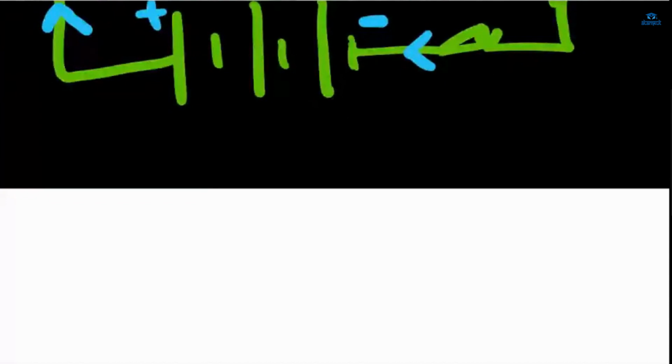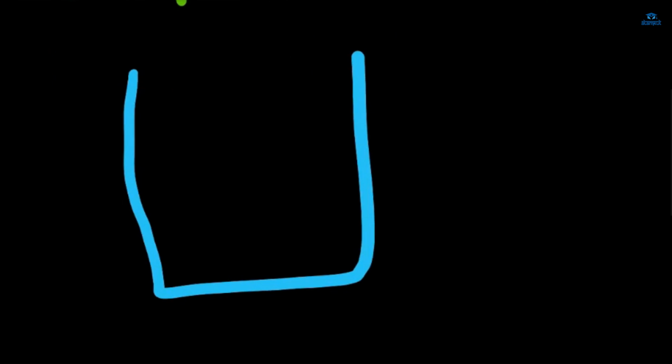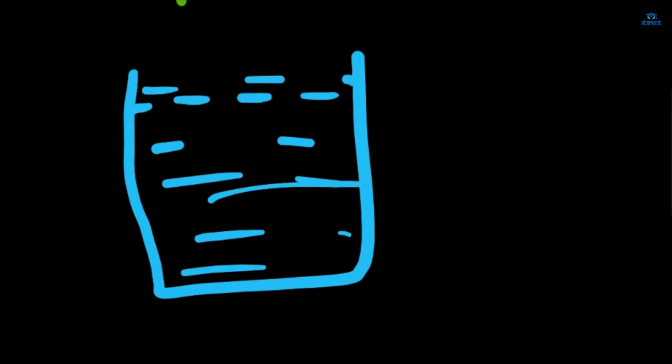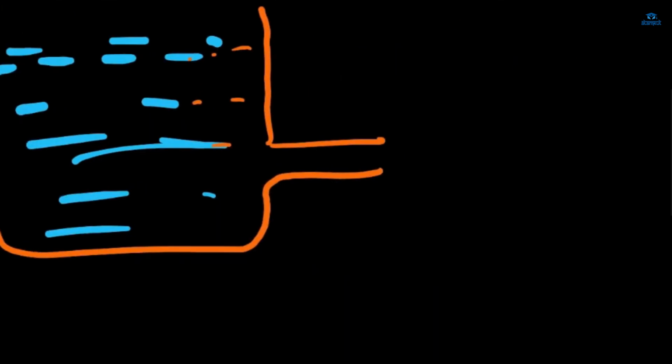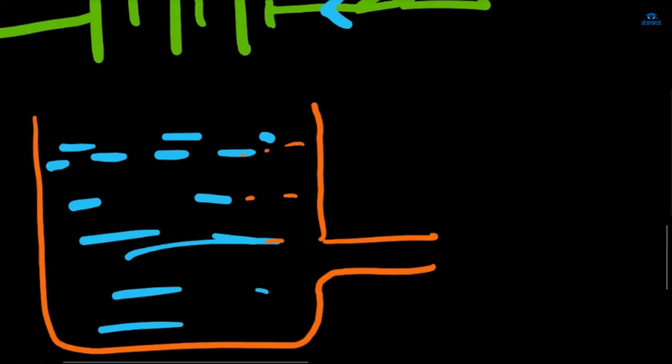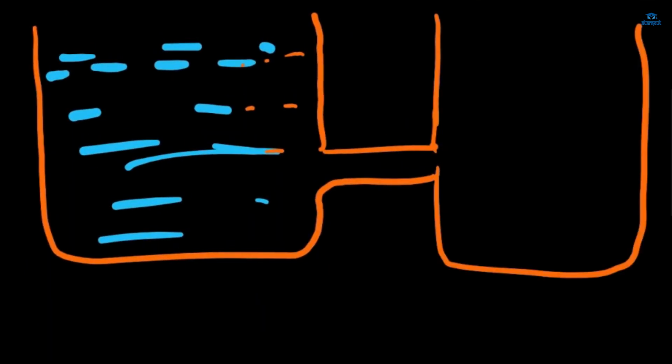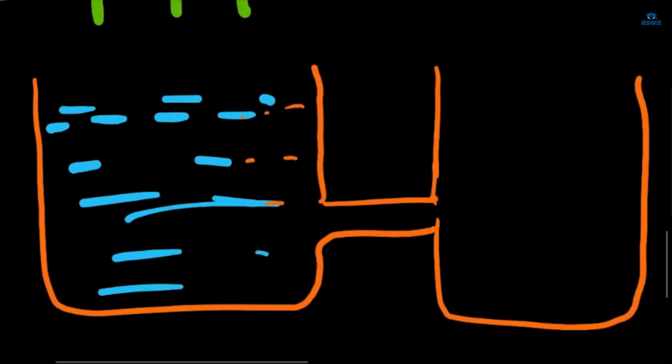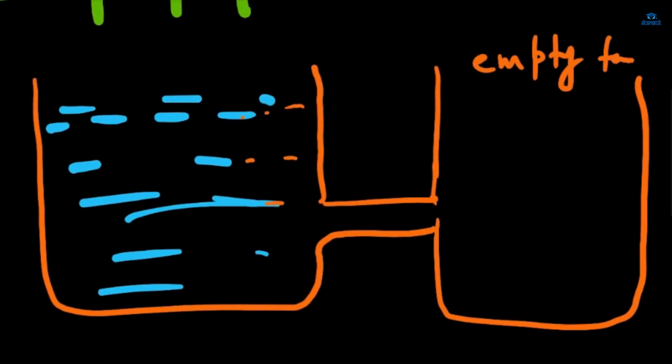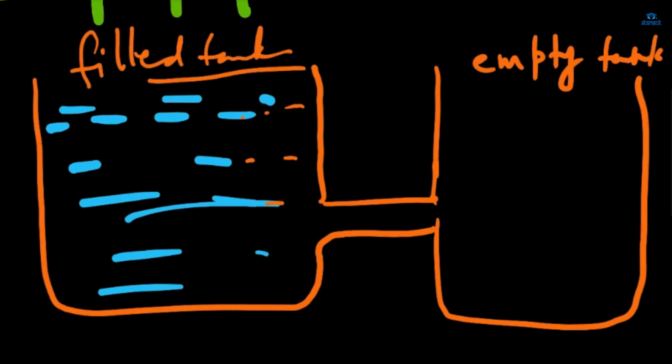You can also see it in water tanks. Like we are having two water tanks. This one is fully filled with water, and there is an opening to let the water flow from this tank to the other tank. This is the empty tank, and this is the filled tank. What will happen? We have to do nothing, but by itself water will flow from this to this, right?